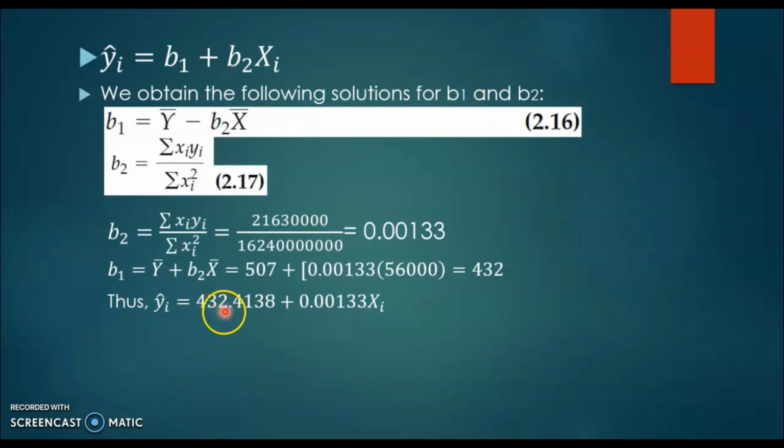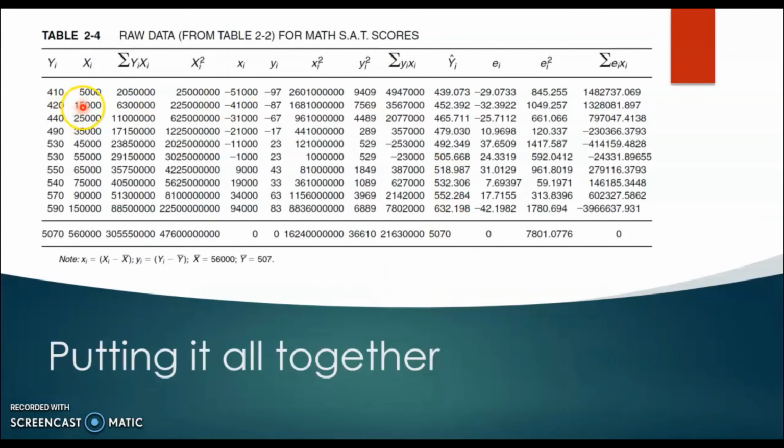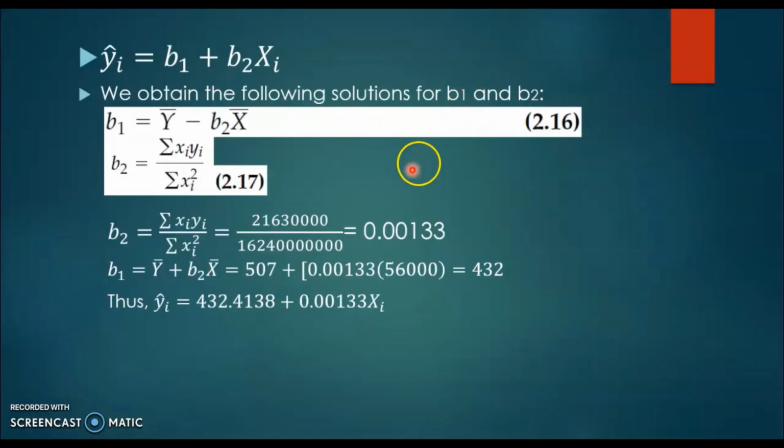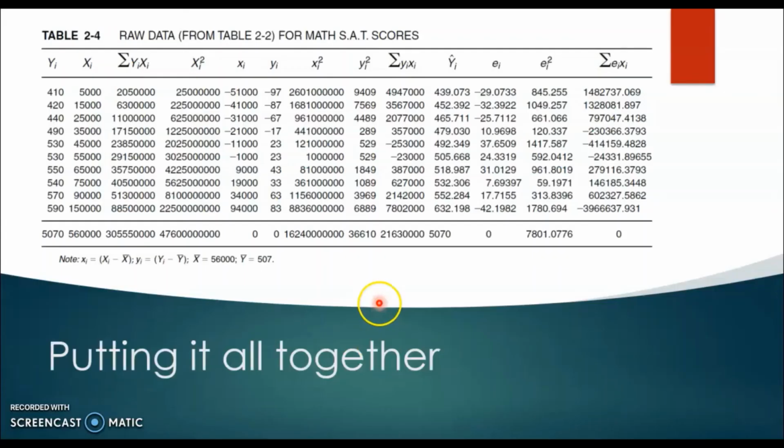You repeat the same process in order to get the predicted value for y for the second observation. So 432.4138 plus 0.00133 x, in this case, instead of 5,000, it will be 15,000. And from that, you will get 452.392. Repeat the same process again using the same formula, 432.4138 plus 0.00133 times, in this case, 25,000. You will get the predicted value of y that's equal to 465.711.